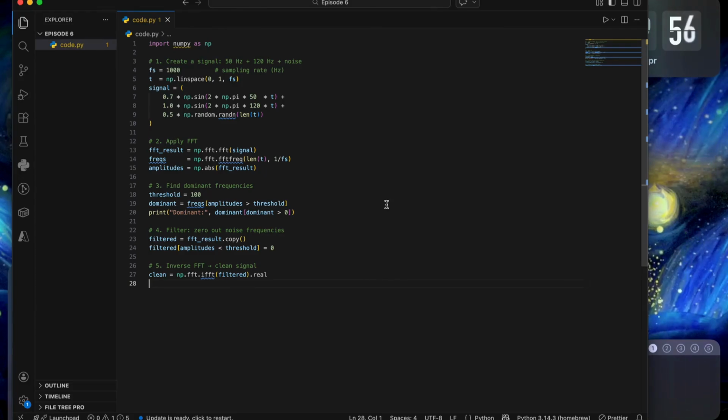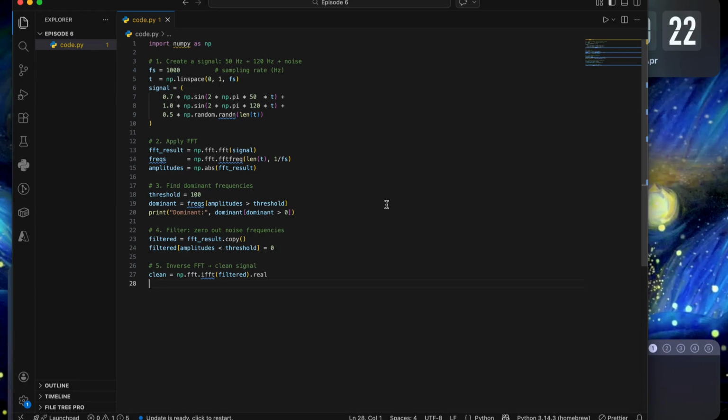Step 4, filtering. We copy the FFT result. We zero out all coefficients where amplitude is below the threshold. This is the core of low-pass and band-pass filtering. And step 5, the inverse FFT. np.fft.ifft, where the i stands for inverse, transforms our filtered spectrum back to the time domain.